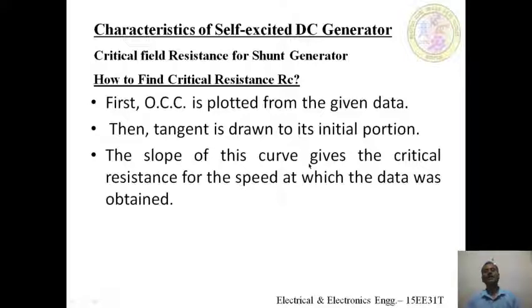Then how do we find the critical field resistance RC of a shunt generator? For that, first you have to plot the OCC from the given data. Then draw the tangent to the initial portion of the curve, that is a straight line. The slope of this line gives the critical resistance for the speed at which the data was obtained.